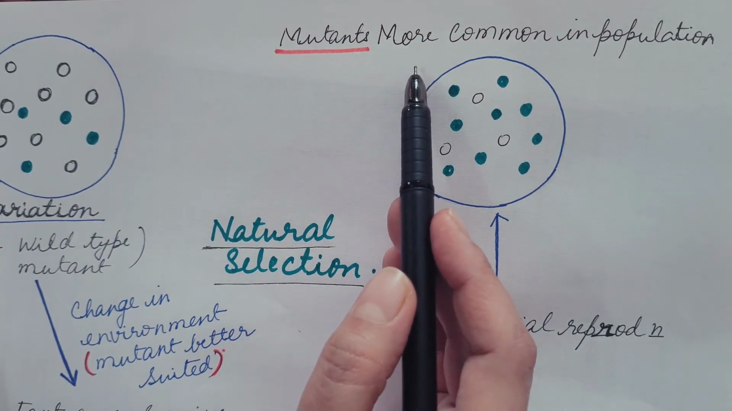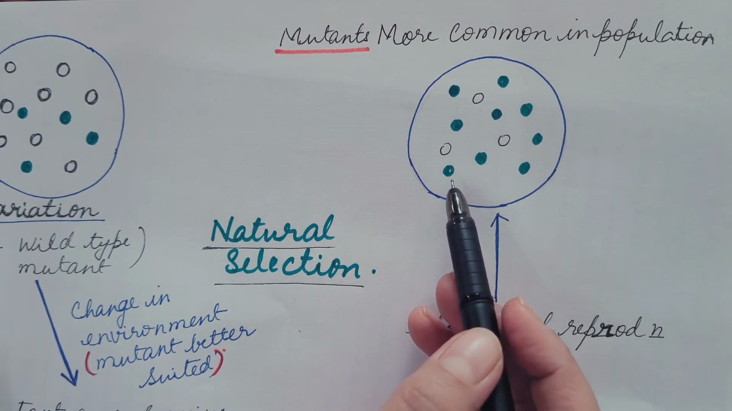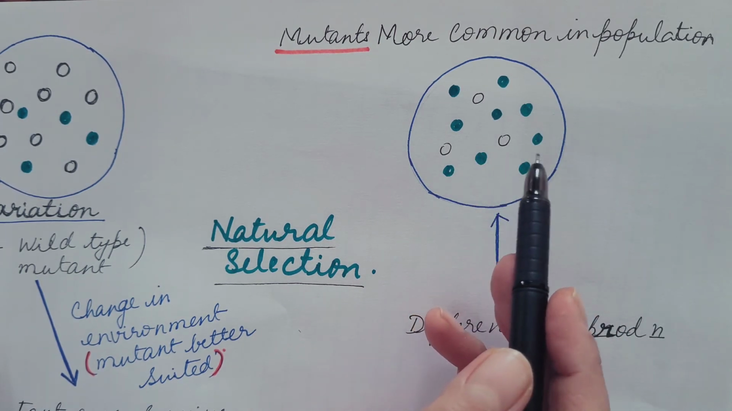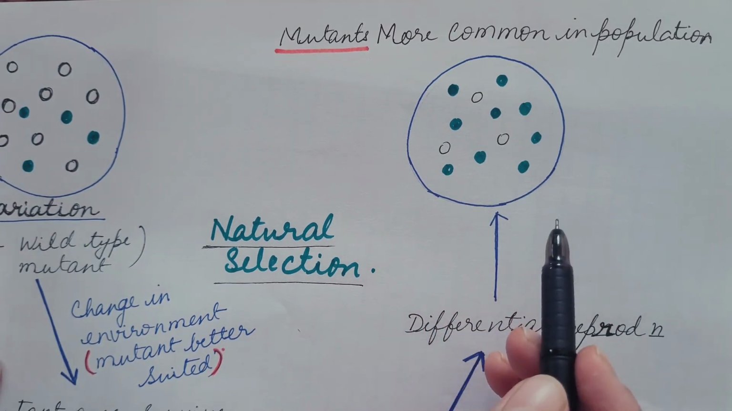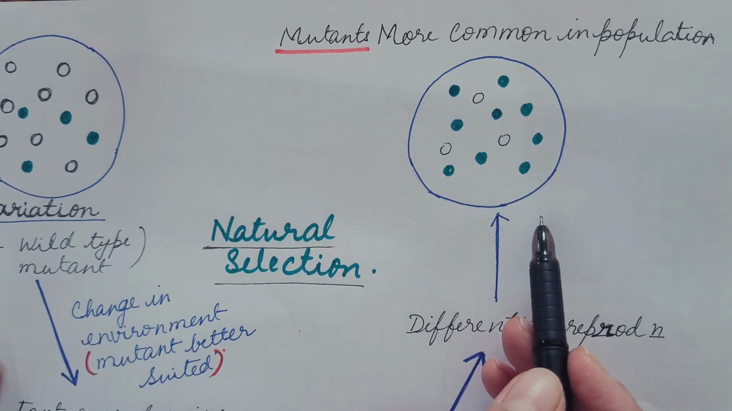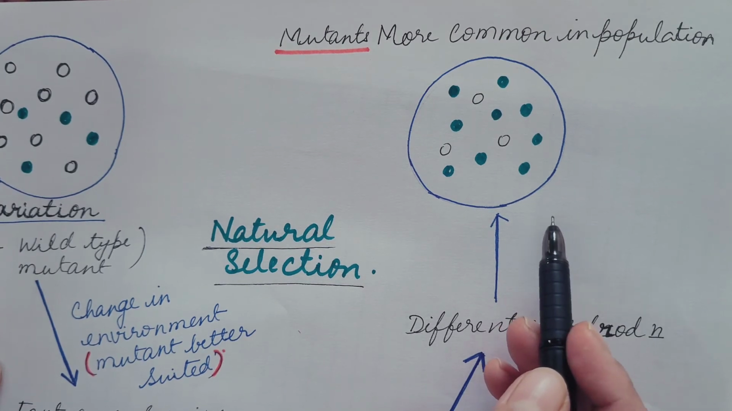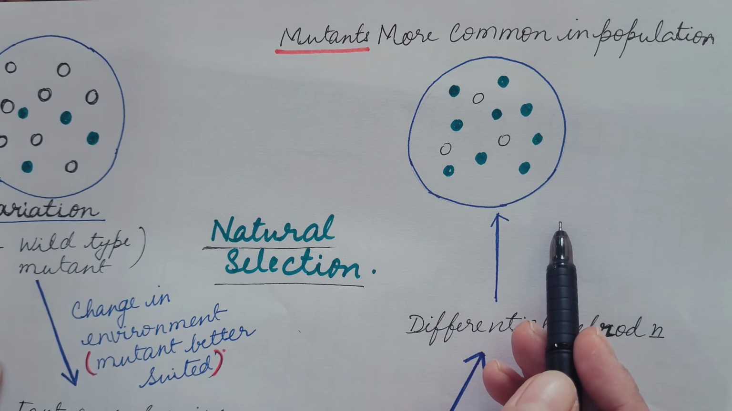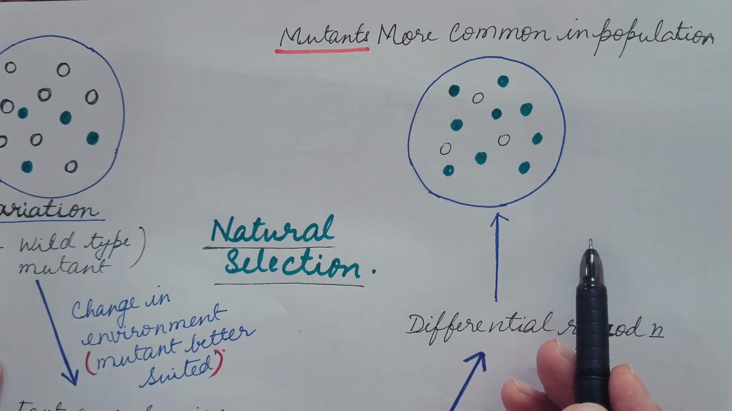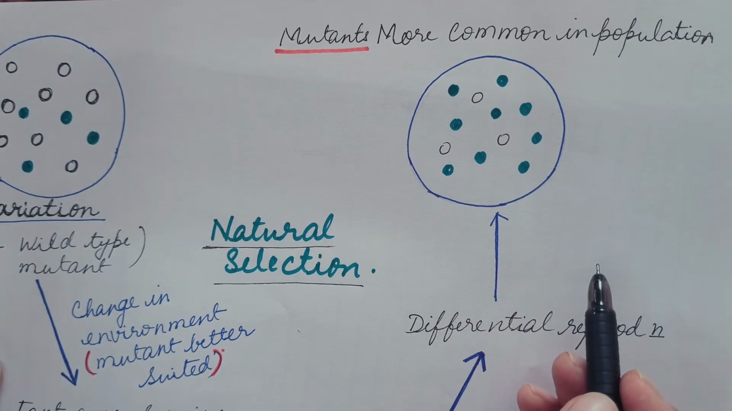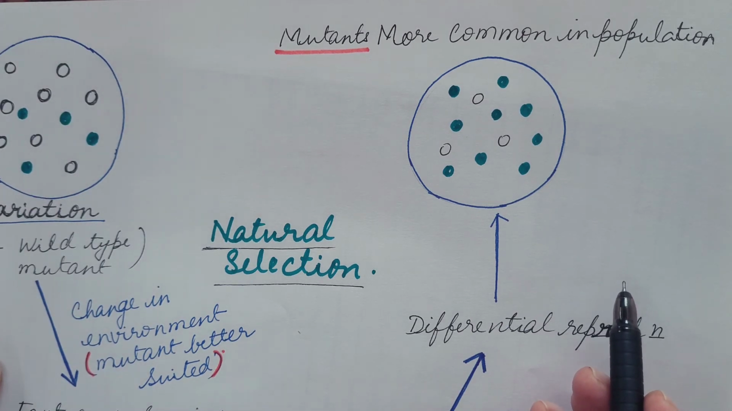So what will be the end result? Mutants are now more common in the population. Because of the differential reproduction, their number in the population increases compared to the wild type. And we already know that these mutant varieties are due to the mutated genes. Because these mutant varieties are advantageous over the wild type, the mutated genes responsible for these traits keep on increasing in the population over a long period, and this results in evolution.